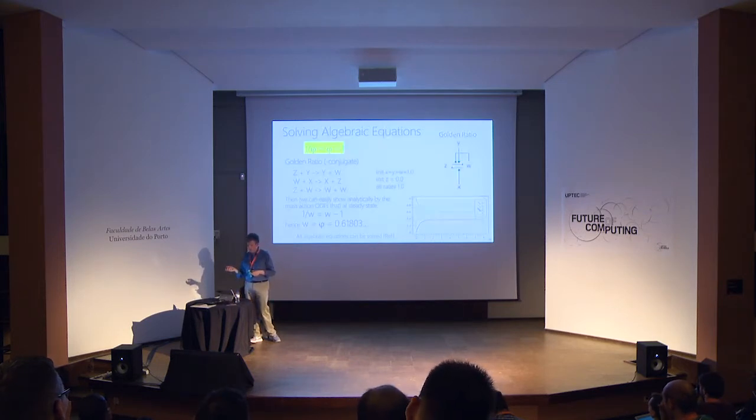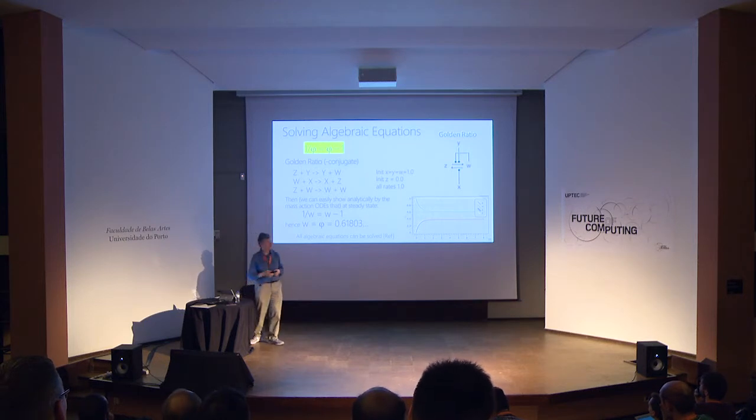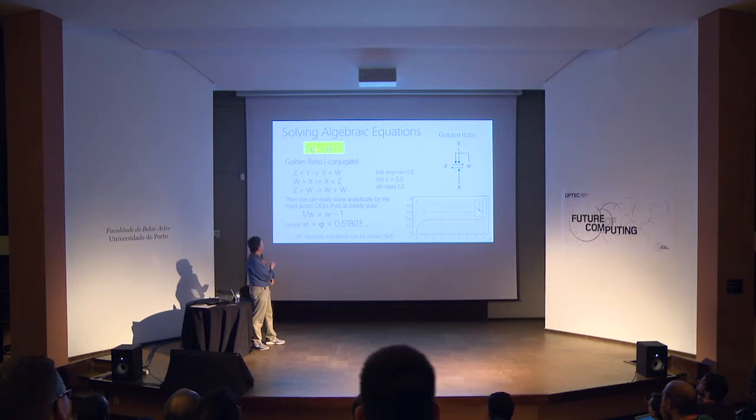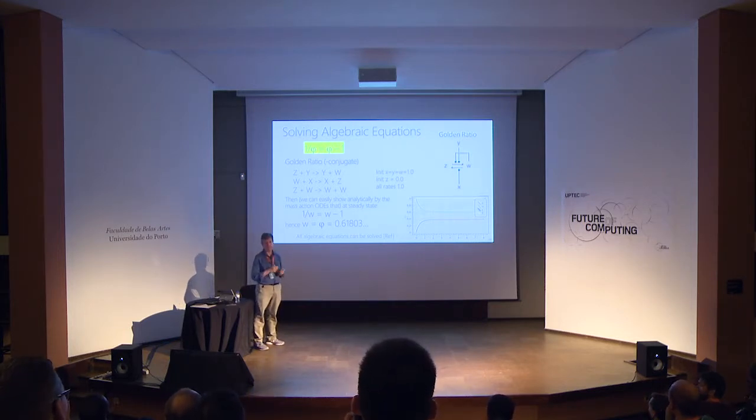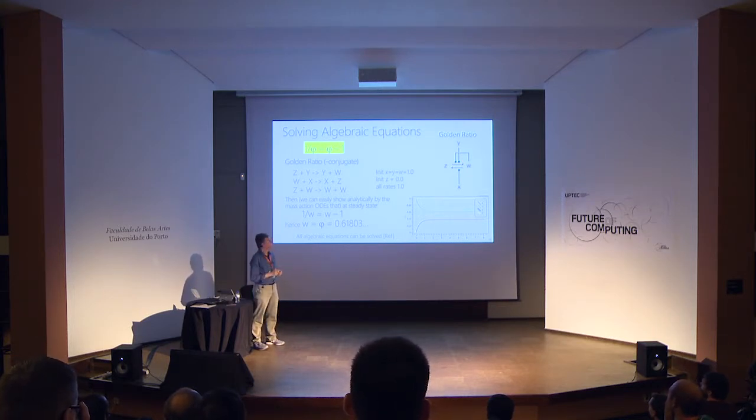Further, it turns out you can solve all algebraic equations. So here's an example algebraic equation. You want to find the phi such that 1 over phi is equal to phi minus 1. And that turns out to be the golden ratio conjugate. Okay, and there is a systematic way for any algebraic equation to find the corresponding chemical reaction network.